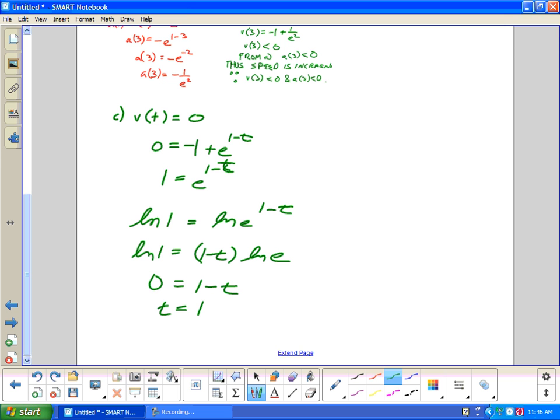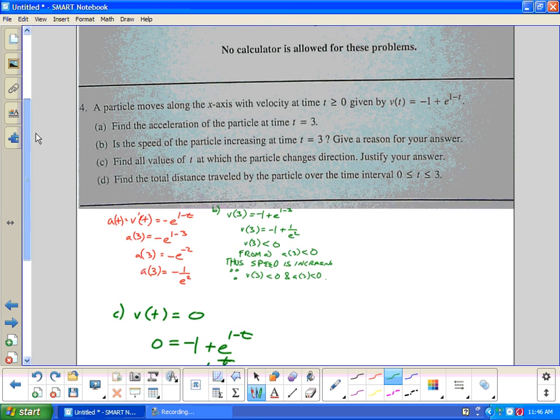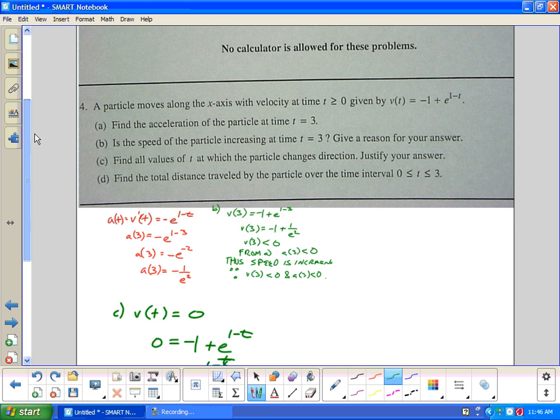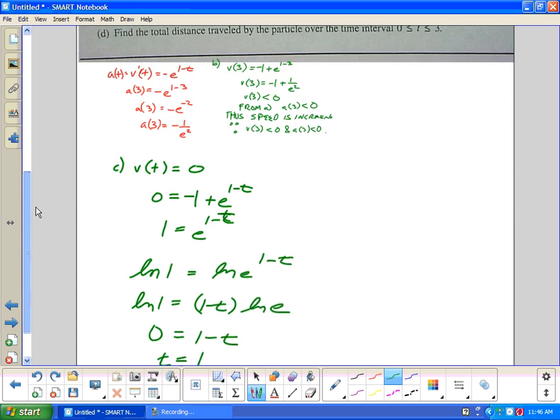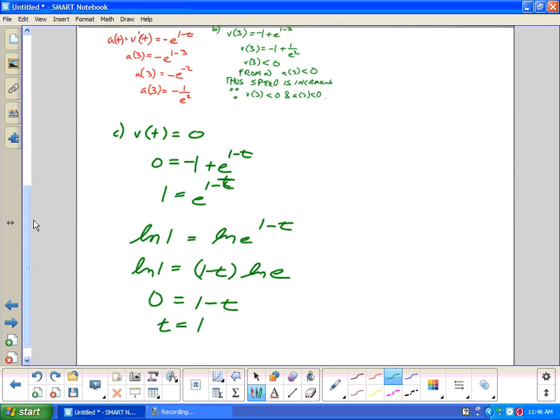Move t to the other side. So t is 1 second. So I know at 1 second the velocity is 0. Now, do you guys agree that I know from little letter B that the velocity at 3 was less than 0? You guys agree with that? We knew that. Do you guys all agree? Yes. And we know the velocity at 1 is 0.